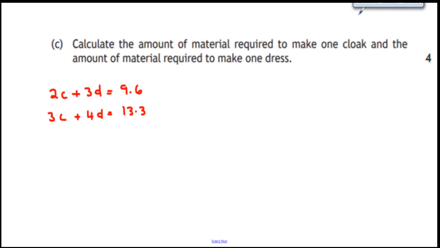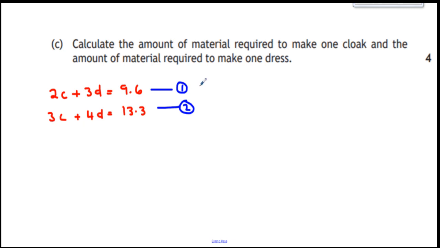Now that's 2 equations, and we're going to solve a pair of simultaneous equations to work out the amount of material required to make 1 cloak and the amount of material required to make 1 dress. I've written down both equations. So there's equation 1 and equation 2. Now I'm comparing the C terms, so I've got different numbers there in both C and D, and both are positive. Now really what I'm looking for is one that's negative and one that's positive. In this question there isn't one that's negative and one that's positive. So probably the best idea is to eliminate C because the numbers are smaller.